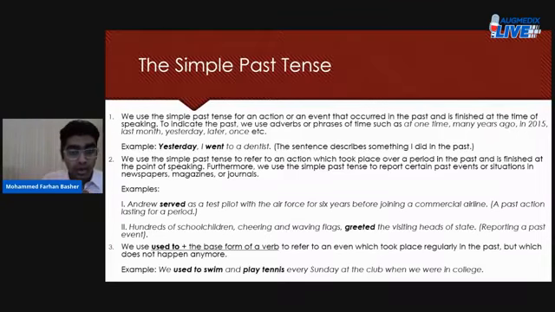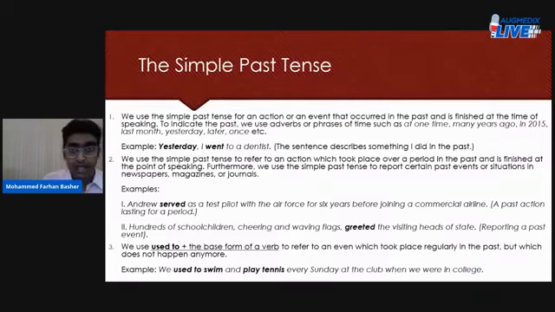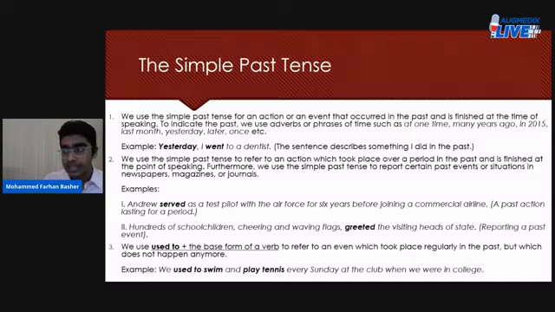So, many a time you only want to talk about certain actions that took place in the past, and maybe those actions were one-off events. It's like they just happened just like that. Those actions did not take place for a long duration, right? But there are some other events that took place for a longer duration, such as, for example, in the first example under rule number 2, Andrew served as a test pilot with the Air Force for 6 years before joining a commercial airline, right?